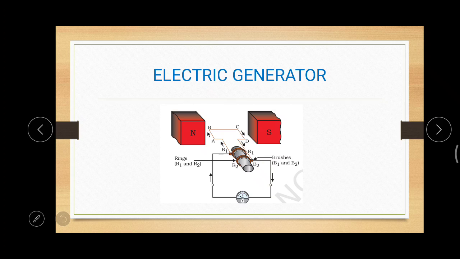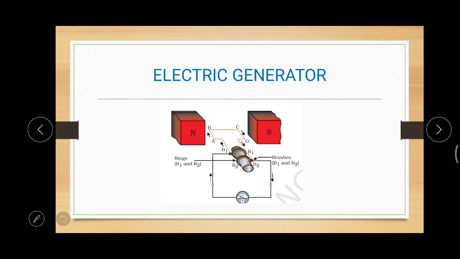What is the function of the brushes? The brushes B1 and B2 will be pressed towards R1 and R2 respectively. We cannot say that it is connected. A fixed connection is not there, but it is in contact, in such a way as to keep the constant connection.